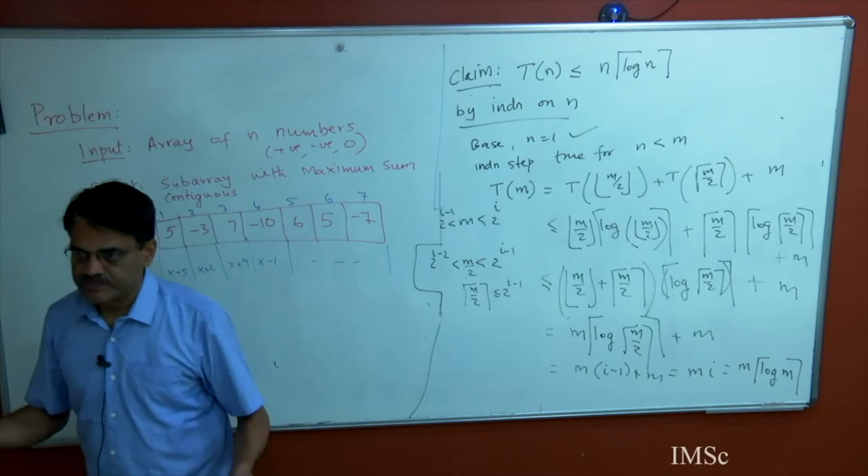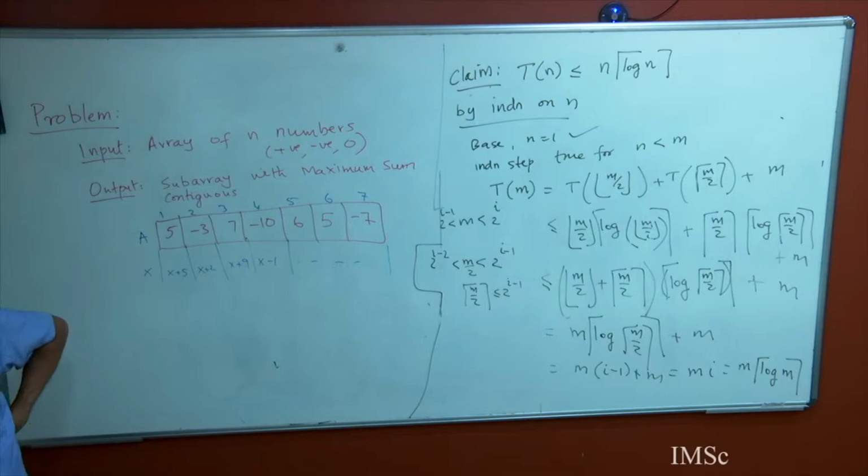How many possible sums are there? What am I looking for? I am looking for some i, some j, such that the sum of a i to a j is maximized. So, how many possible ij pairs are there?